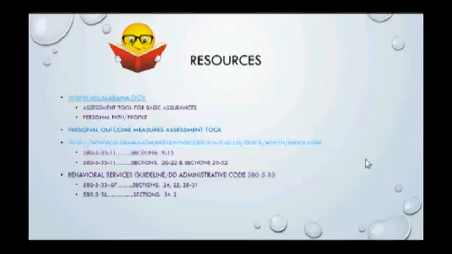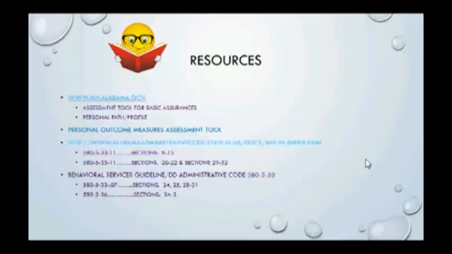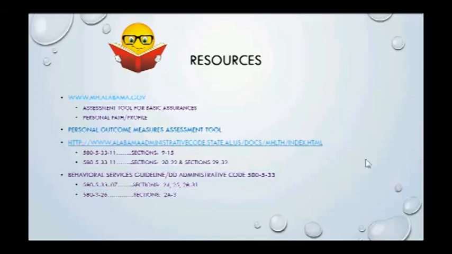Also, the areas that we talked about with Factor 8, D, F, and G, are also referenced in our administrative codes, which you'll find listed here. Also, the link you can click on, or the website you can go to, to find these codes. And the Behavior Services Guidelines and the DD Administrative Code, which is 580-5-33, talks about the behavior support plan and what the requirements and guidelines are.